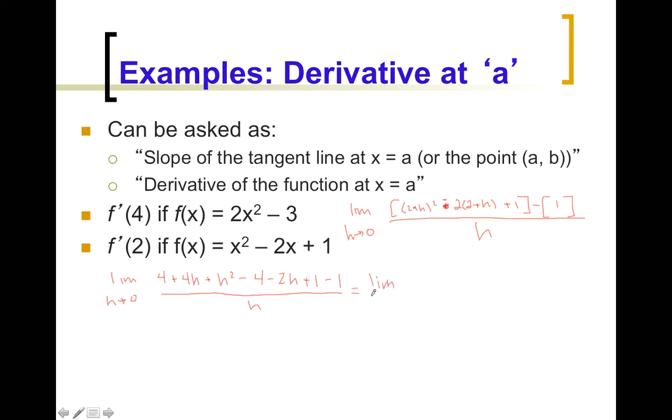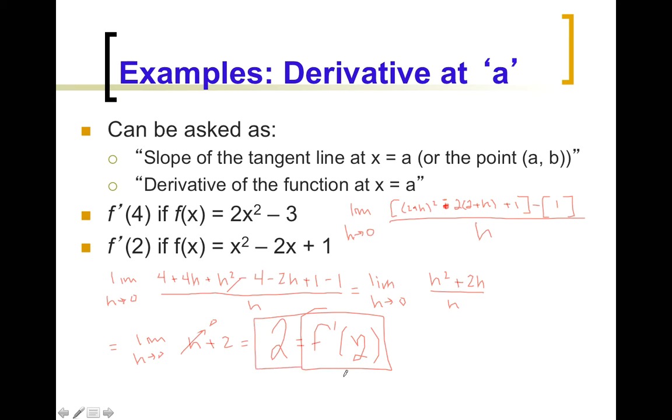Which then, again, simplifying, 4 minus 4 is 0. 1 plus minus 1 is 0. And I get an h squared plus 2h all over h, which is then equal to the limit as h approaches 0 of h plus 2. And now all I have to do is, now that I've simplified this using all of my Algebra 2 knowledge, I use a little bit of calculus to say, okay, as h goes to 0, this thing gets so close to 0 that it's basically 0. And my answer is 2, and 2 is equal to the slope of the tangent line at x equals 2.